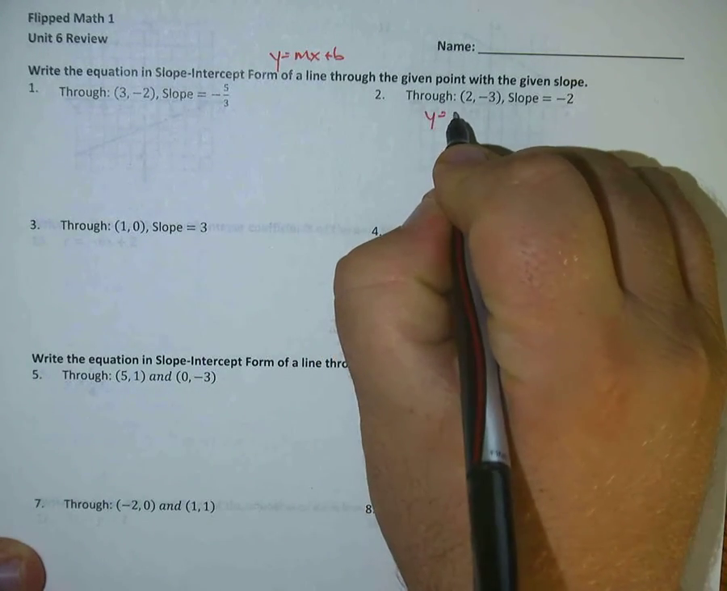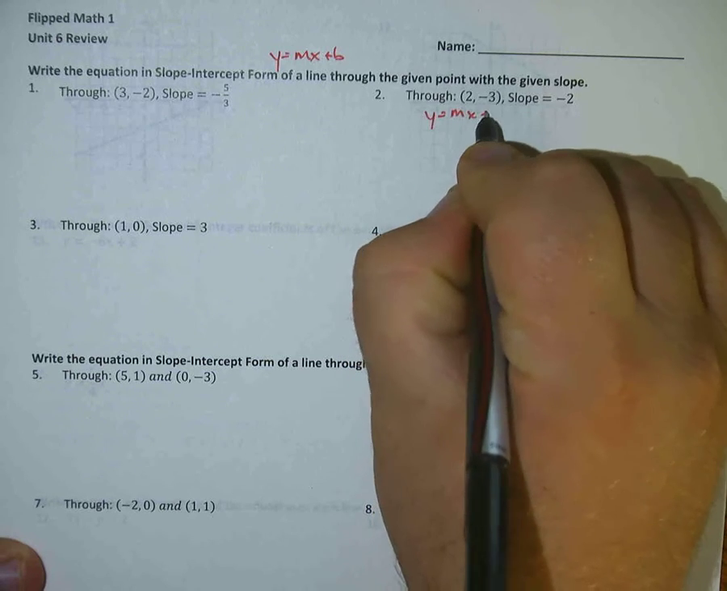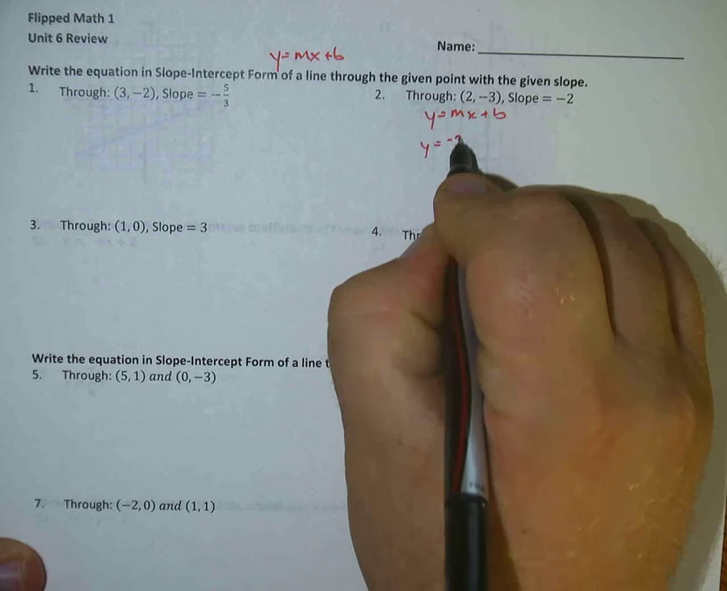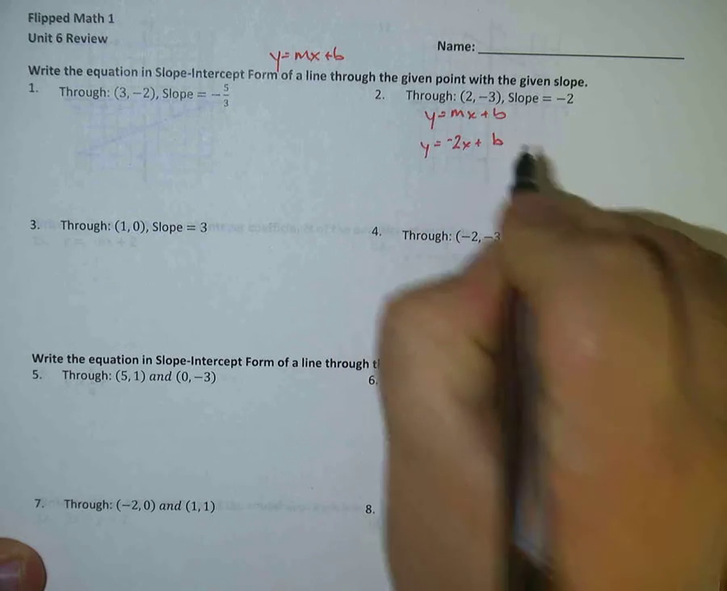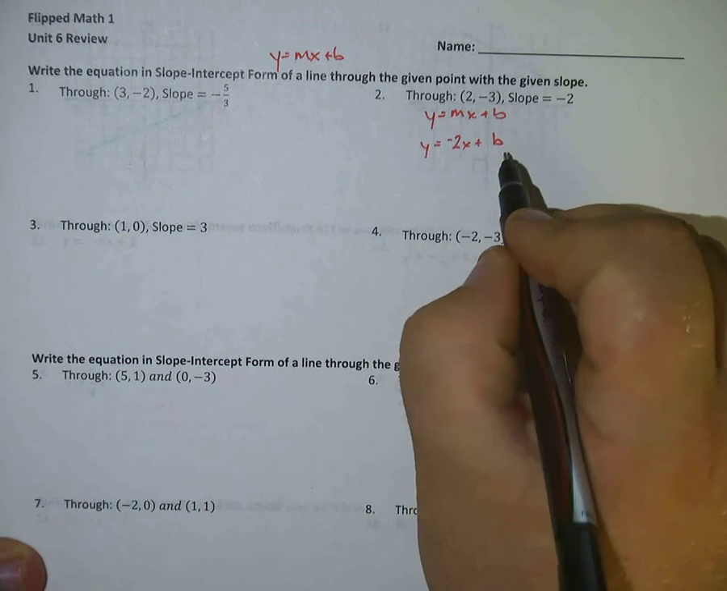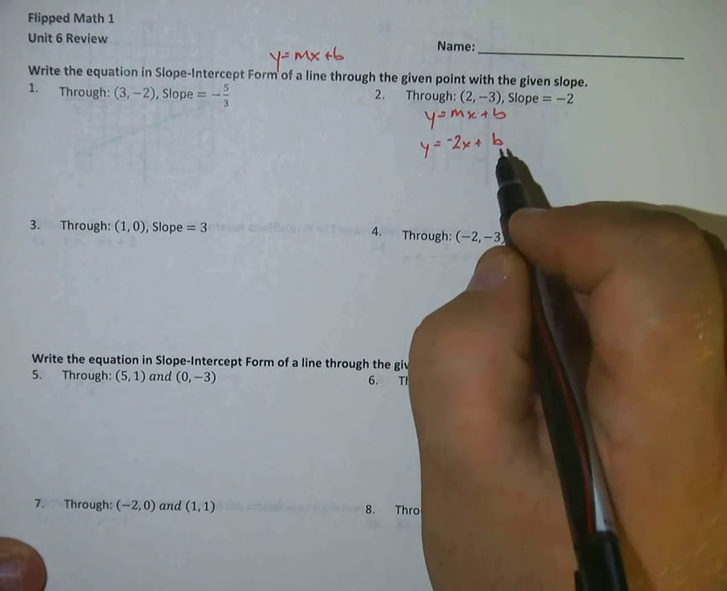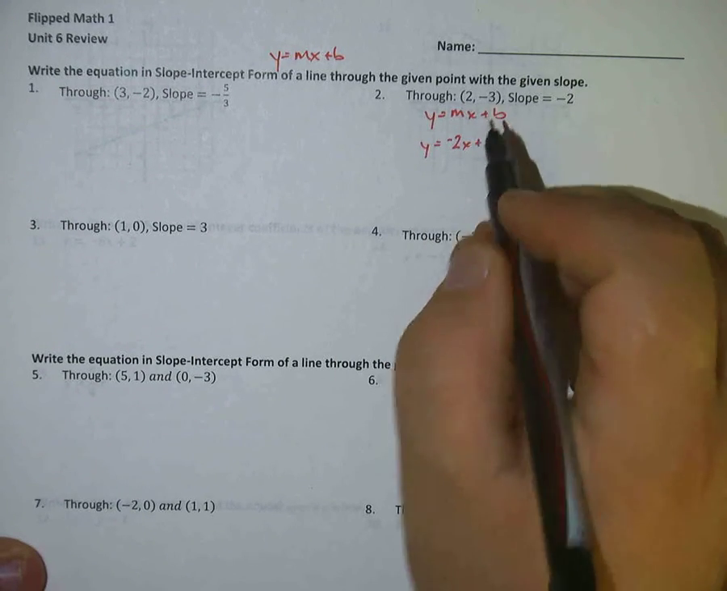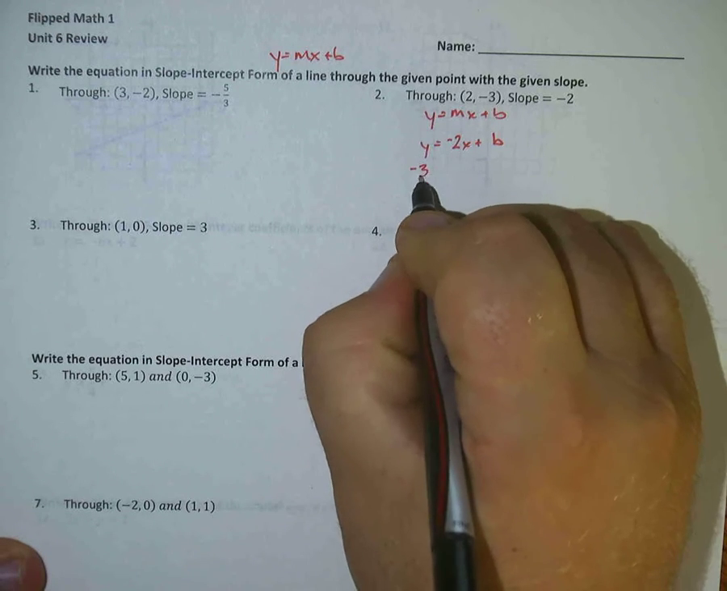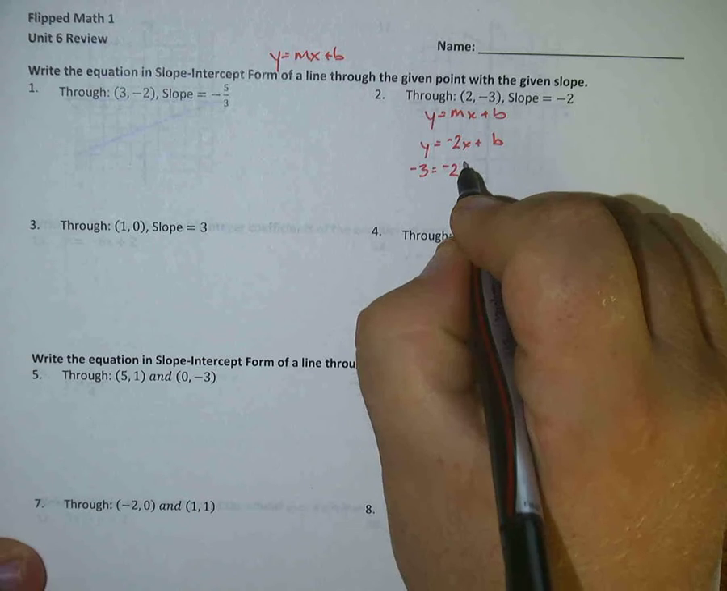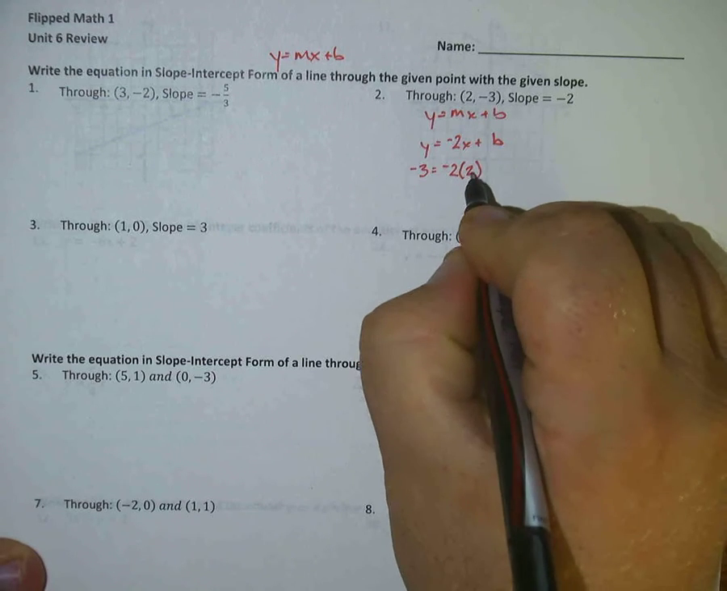I'm going to say mx plus b here. I know my slope is -2, so y equals -2x plus b. I want to find the y-intercept. The way I'm going to do that is plug my point in for x and y. So I have -3 as my y. Somebody will get that part mixed up. They'll put the 2 there. That's incorrect because 2 is the x-coordinate.